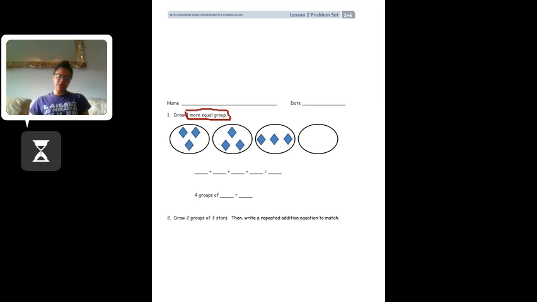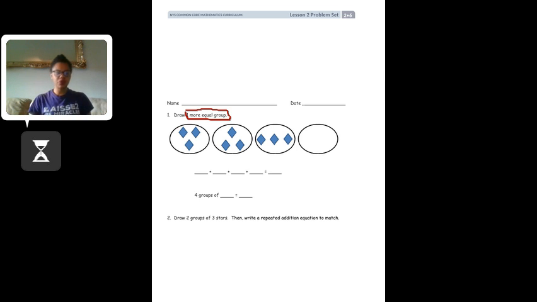Now let's go on to the next one. In my third group, there's 1, 2, 3 diamonds in a row. So I'm going to draw those 3 diamonds. Okay, so everybody has the 3 diamonds for the third one, but we don't know what's going to go in that last one.